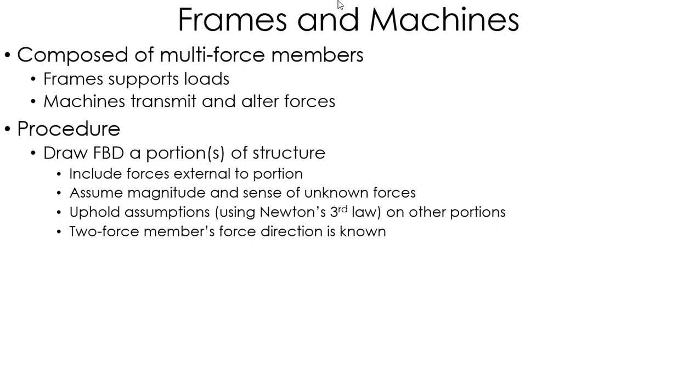But the basic procedure on doing this is we break the frame or the machine up into its pieces. You can look at it as a whole, or you can look at it in its parts. And you'll more than likely need to figure out what's going on individually with each member. So you draw free body diagrams of each portion of the structure that you're looking at. When doing that, remember to include any external forces.